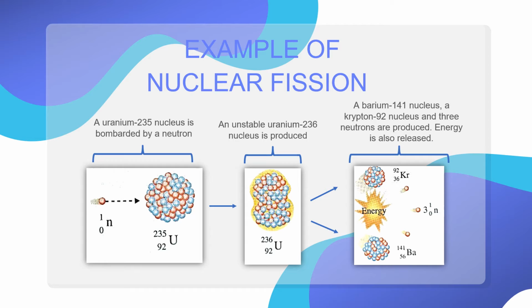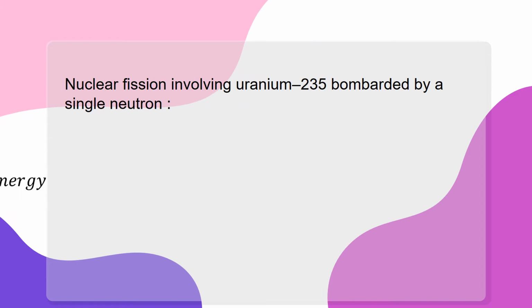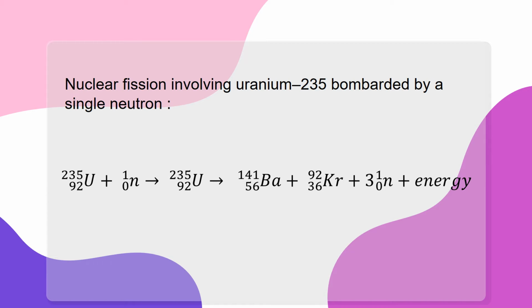Fission can occur when a nucleus of a heavy atom captures a neutron, or it can happen spontaneously. This shows the nuclear fission involving uranium-235 bombarded by a single neutron. A single nucleus of uranium bombarded by a single neutron, you can see we get both barium and krypton, which we call daughter nuclei, along with 3 neutrons and energy. The atom of uranium will rarely undergo fission without first capturing a neutron.